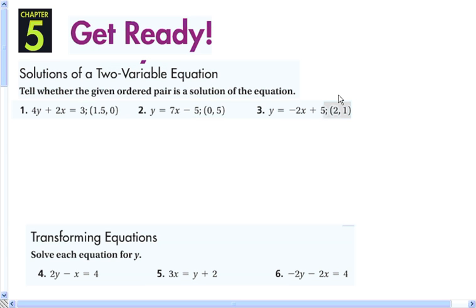Hey students, this is lesson 5.1. This Get Ready represents some concepts that you're going to need in this chapter that you've learned in the past. I'll just do a couple real quick here.